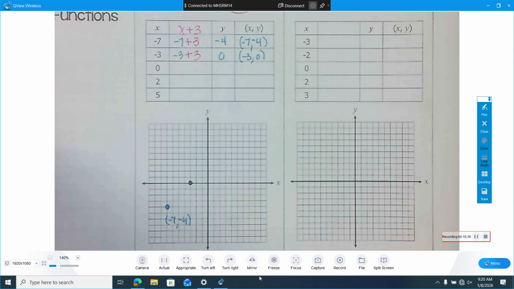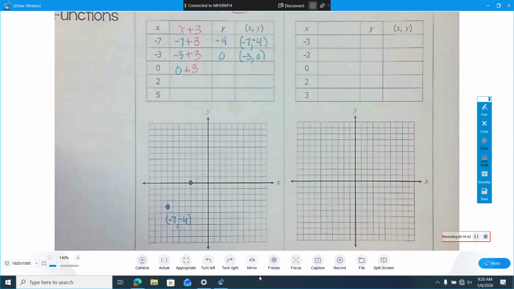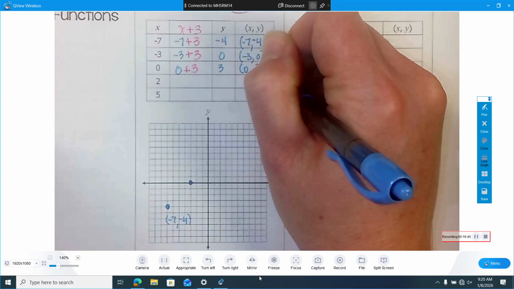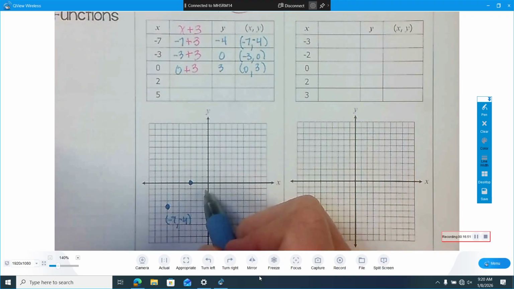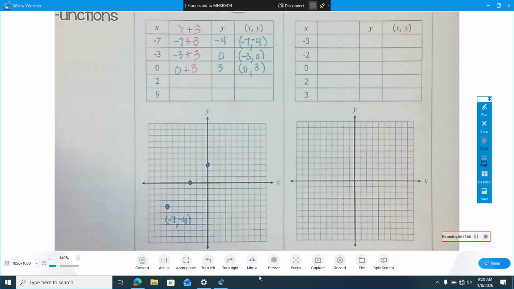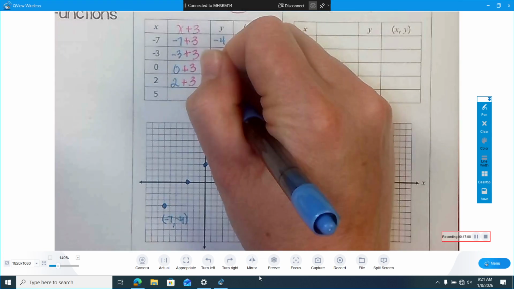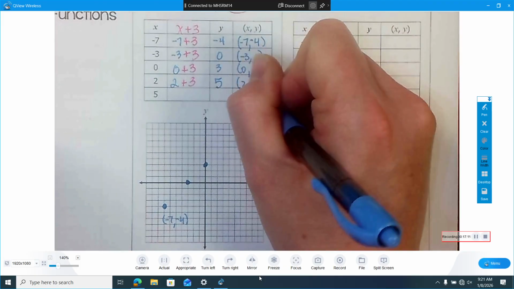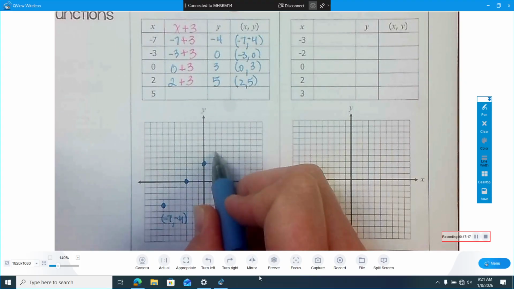All right, what am I plugging in next? All right, so I have a 0 and then add 3. What do we get? 3. We have an ordered pair, 0 for x, 3 for y. How do we graph that? Go left or right 0, and then just go up 3. 1, 2, 3. Good, good, good. All right, what are we plugging in next? 2, and then add 3. What do we get? 5. And so that gives me the ordered pair 2, 5, which tells me to go right 2 and up 2, 3, 4, 5.